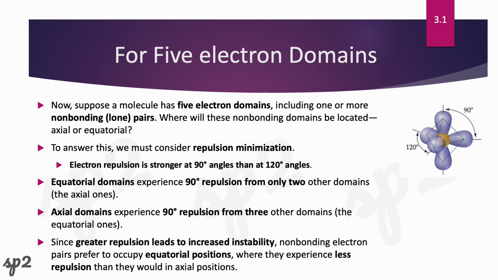Since greater repulsion leads to decreased stability, non-bonding electrons prefer to occupy equatorial positions. One more time, non-bonding electrons prefer to occupy equatorial positions, where they experience less repulsion than they would in the axial positions. So bottom line, we always need to put them in our equatorial positions. Let me show you some examples on the next few slides.